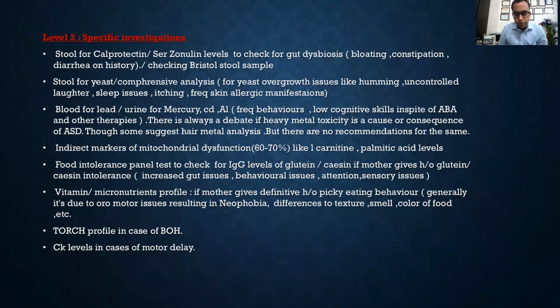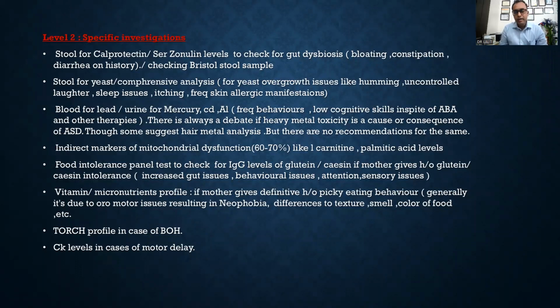Vitamin and micronutrient profile, if there is a typical history of picky eating, though we know that there are a lot of issues with neophobia, texture, smelling, oromotor sensory issues. Around 25 to 50% of the kids with ASD have picky eating behavior. So if they are very particular about a particular texture, we might go for vitamin micronutrient profile testing.